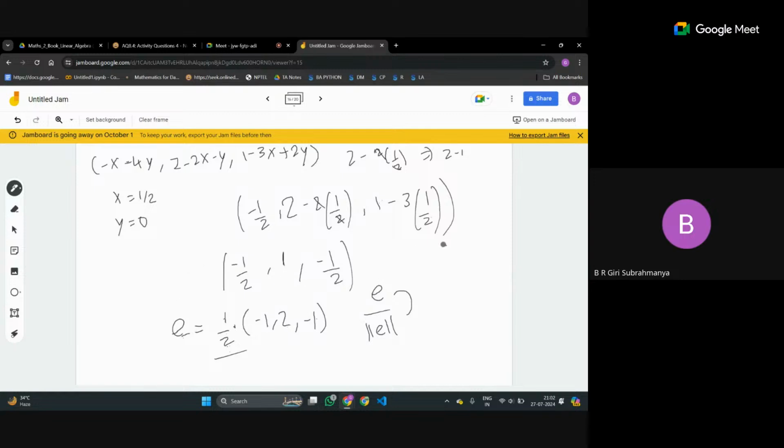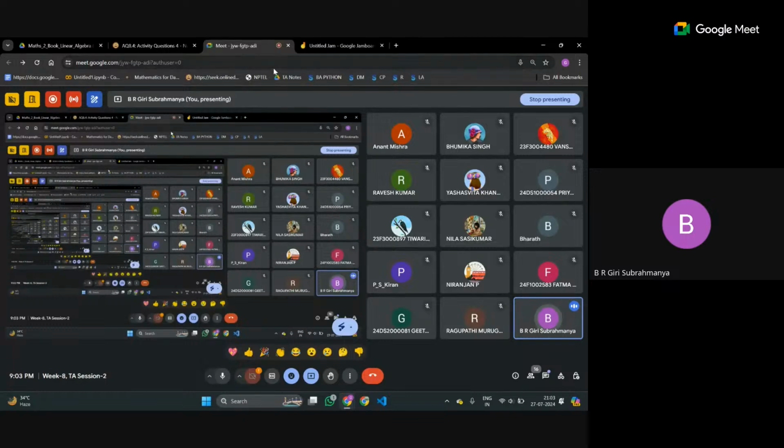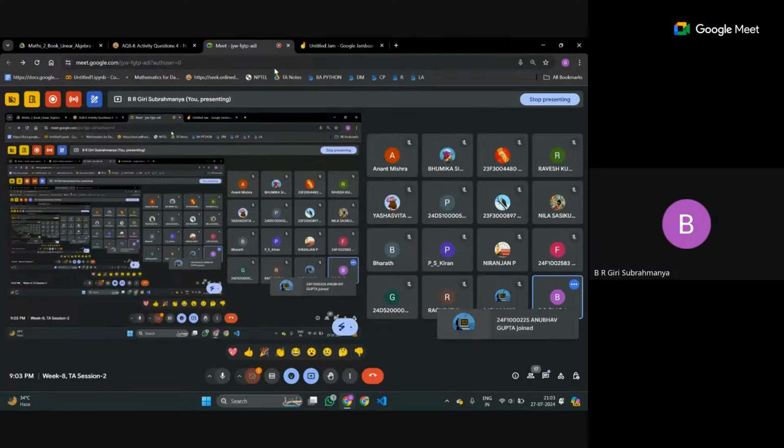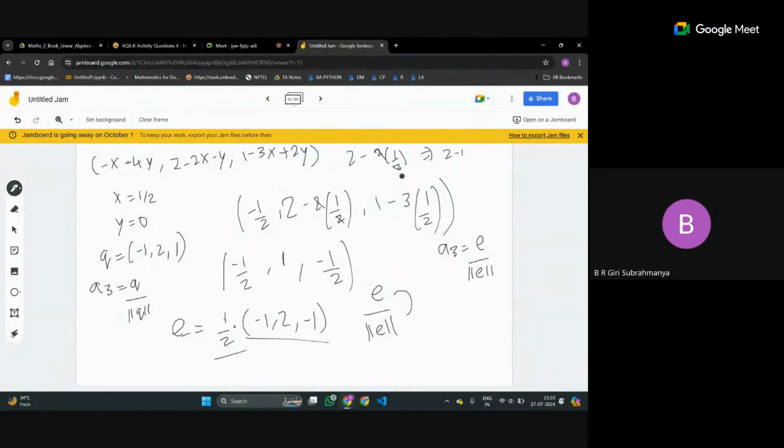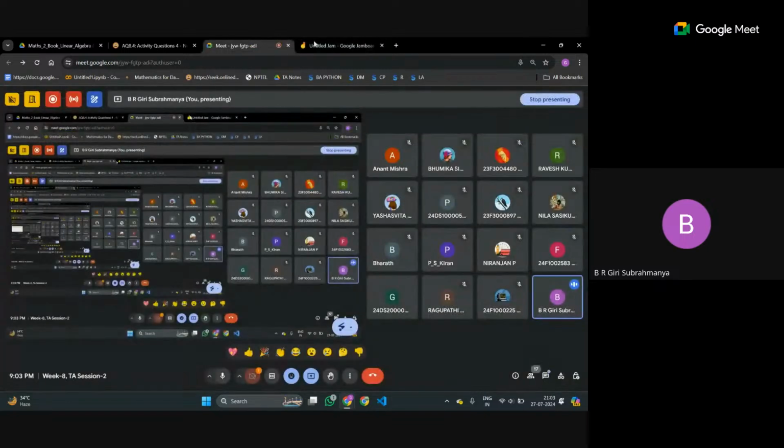Now to find A3, we need E by the norm of E. For E, you can use 1 by 2. Either you can take the dot product with this and then divide it, or you can do this. Let's have some vector Q which is equal to minus 1, 2, 1. I'm just taking this part. Now I am saying A3 is also equal to Q by the norm of Q. Do you all agree with this? We saw that A3 should be equal to E by the norm of E. Now what I did was, I took Q outside. Q is minus 1, 2, 1. Now Q by the norm of Q can also be A3. Do you all agree?